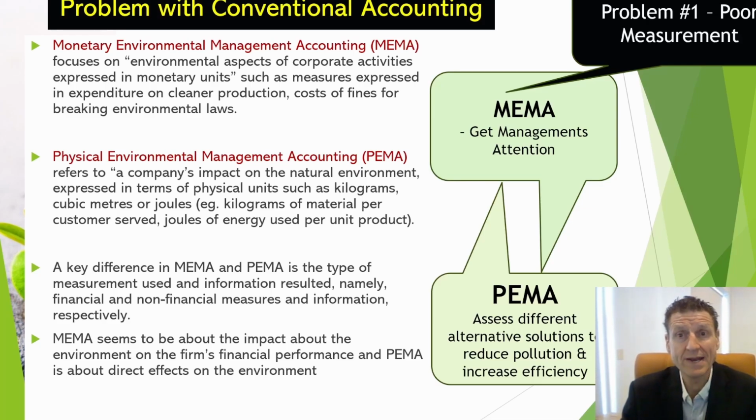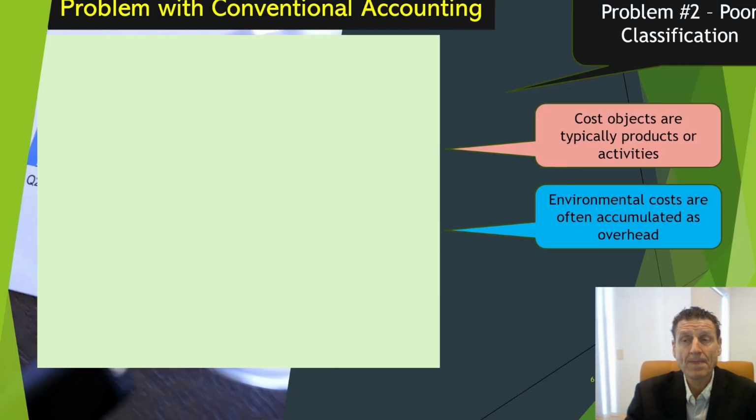Now, you can't have one without the other, all right? You need MEMA to get money from senior management. You need PEMA because that's where the action happens. All right, so the number 2 problem of conventional accounting is poor classification. So what do we mean by that? Okay, let's have a look.